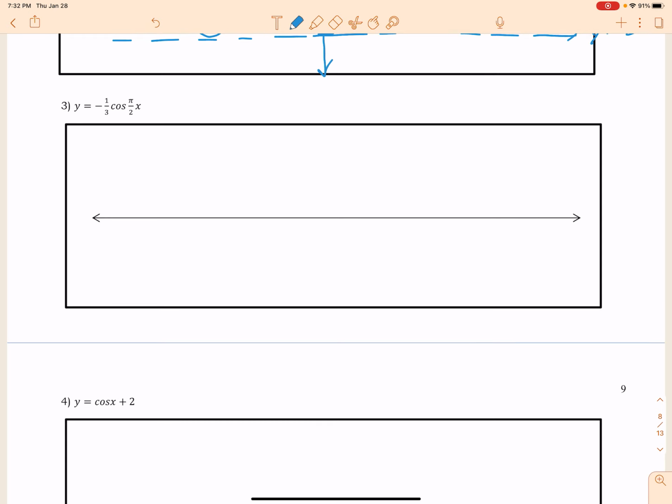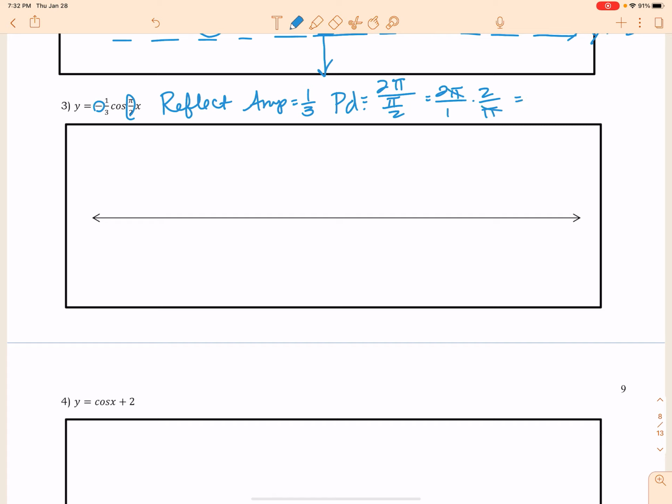So we've got a negative in front, that means we have a reflection. The amplitude is equal to 1/3. Now the cosine of pi over 2 x, that means the period for cosine, which is 2 pi, is going to be divided by pi over 2. So that means 2 pi over 1 times the reciprocal of the denominator. So that's going to be a period of 4.